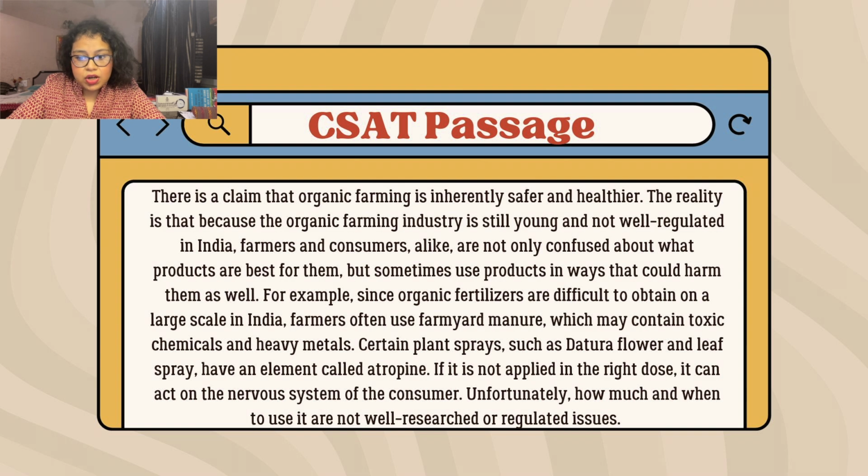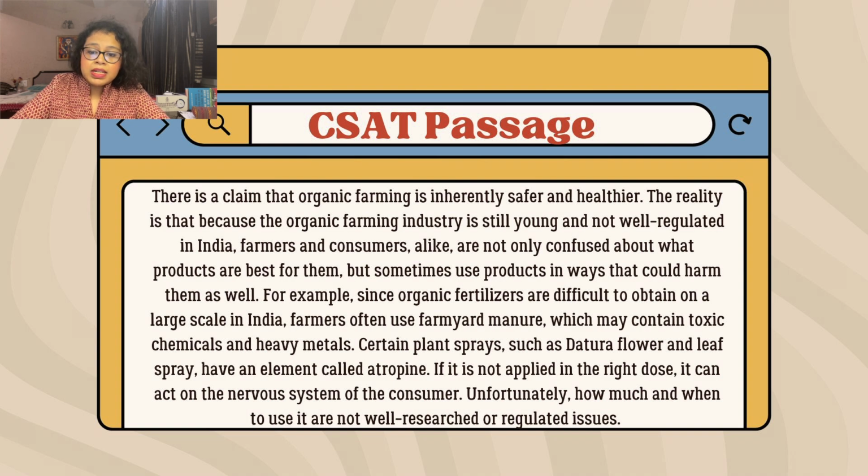For example, since organic fertilizers are difficult to obtain on a large scale in India, farmers often use farmyard manure, which may contain toxic chemicals and heavy metals. Please note, they're using words like farmers often use, मतलब ज़्यादातर farmers या कई बार farmers ऐसे manure use करते हैं जहाँ पे toxic chemicals हो. But this does not mean that all the manure that's being used is always toxic. If you say that, it becomes a hasty generalization. If you say that all the farmers are using this toxic manure, it becomes a hasty generalization.